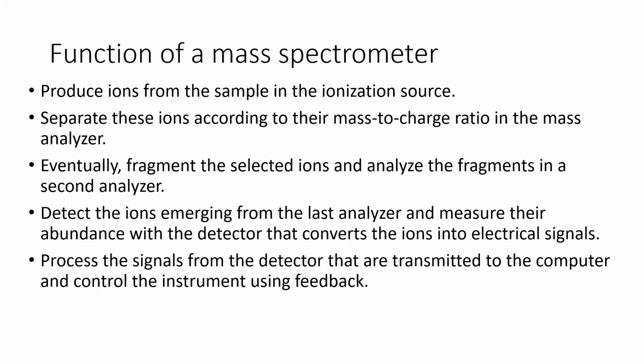So the function of the mass spectrometer: it produces ions from the sample at the ionization source. The ions are separated according to their mass to charge ratio with the mass analyzer. Then each fragment that has been broken is analyzed in the analyzer. Then the detector detects them and the signals are processed by the computer.